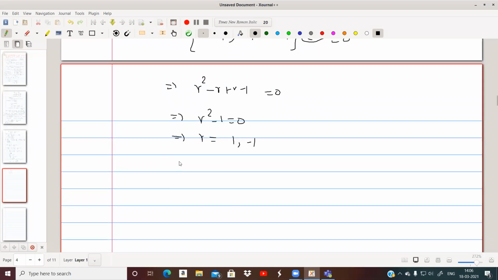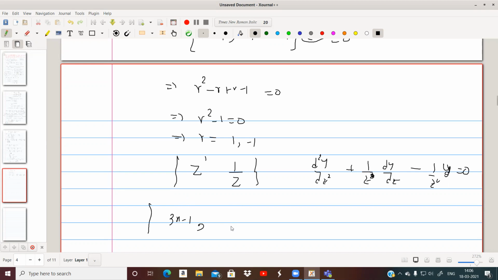So the two independent solutions of the differential equation with respect to z are z to the power 1 and z to the power minus 1. These are the two solutions of d2y by dz square plus 1 upon z dy by dz minus 1 upon z square y. So what is z actually? Z was taken as 3x minus 1. So these are the linearly independent solutions of this equation.